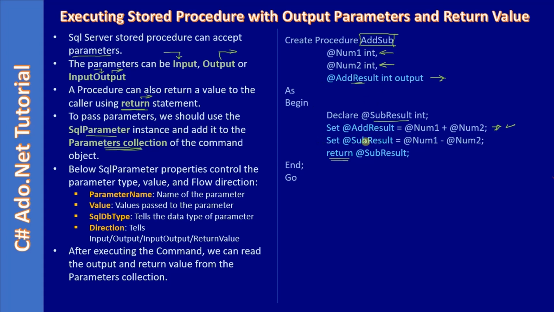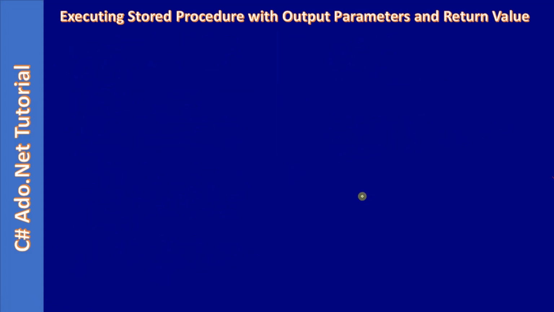Now we will execute this using ADO.NET. During that time you will learn how we use the SqlParameter, the parameter collection, and these parameter properties. Once you create the command object, using the command type you can tell that it's a stored procedure. Then we specify the stored procedure name, which is addsub.